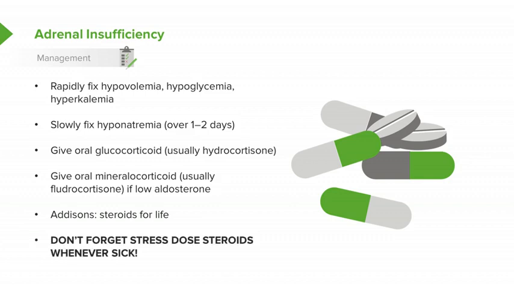Don't forget, and this is incredibly important, if a patient is on steroids all the time for their adrenal insufficiency and they come in with an illness, pneumonia, gastroenteritis, we have to give them stress dose steroids, much higher doses, to accommodate their sick state so they aren't effectively adrenally insufficient.